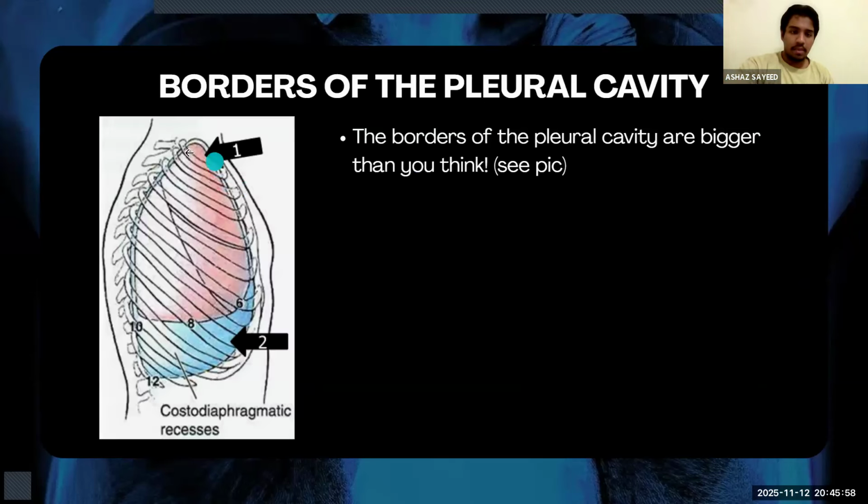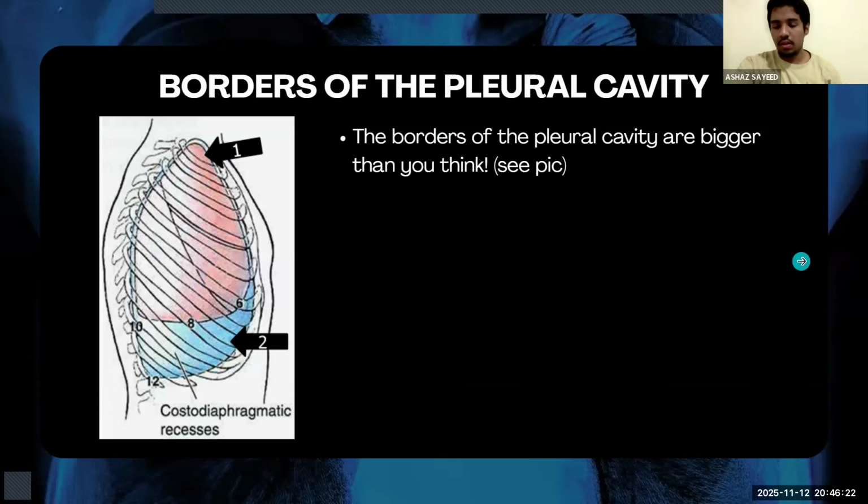You can see this. This right here is the lung. 6th, 8th, 10th. Now you still have 11th, you still have 12th. All of this extra gap, that is the costodiaphragmatic recess. And when the lung expands, this tiny space will fill with air and completely fill the space.